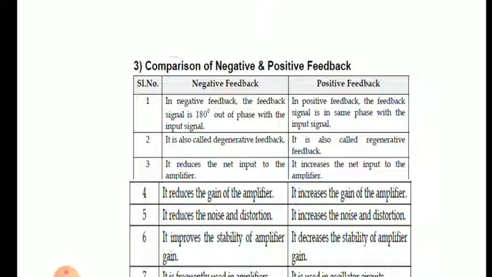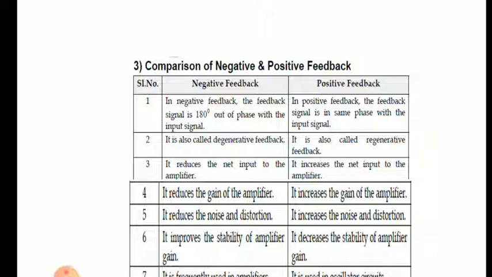And the fourth point, negative feedback reduces the gain of the amplifier. From the Af formula, that is A by 1 plus A beta, we have seen it reduces the gain. In positive feedback, it increases the gain of the amplifier because Af is equal to A by 1 minus A beta. Negative feedback reduces the noise and distortion. That's why we mostly use negative feedback in real-world applications. Positive feedback increases the noise and distortion. These are the disadvantages of positive feedback, which is why we don't use positive feedback networks much.